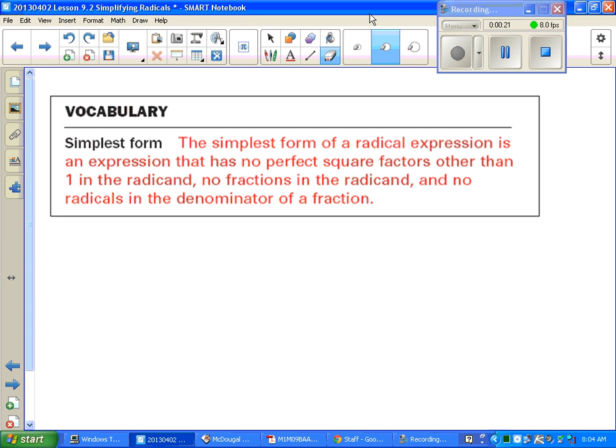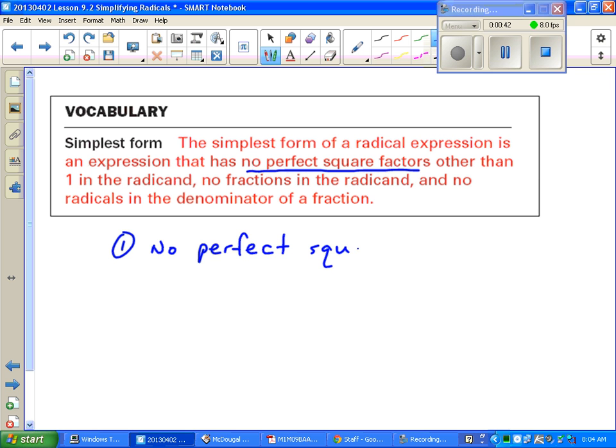Basically, it's a checklist for you. It's 3 questions that you have to ask yourself every time you have a radical expression. The first one is, there are no perfect squares that are factors other than 1. So that's your first checkpoint, no perfect squares. Got to ask yourself that question. Are there any perfect squares?